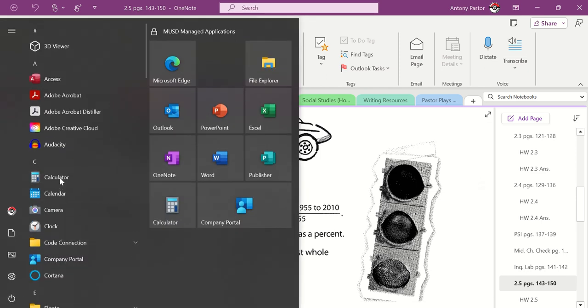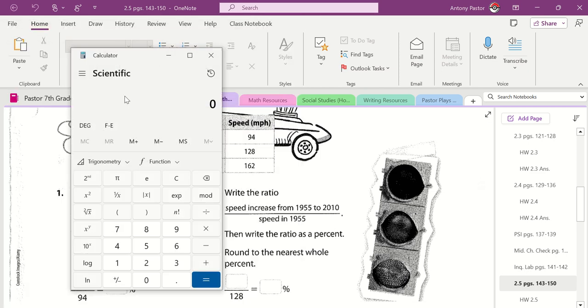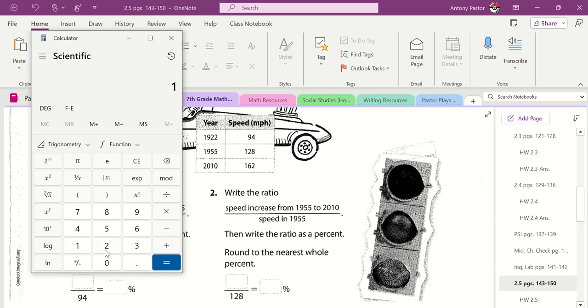We would do that. We're going to bust out a calculator here. We need to do 128 minus 94. We're finding the difference. So what changed between the two? And that's a difference of 34 miles per hour.